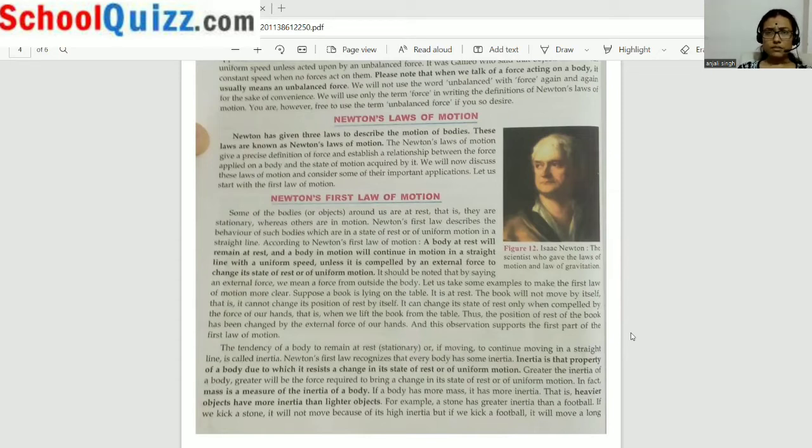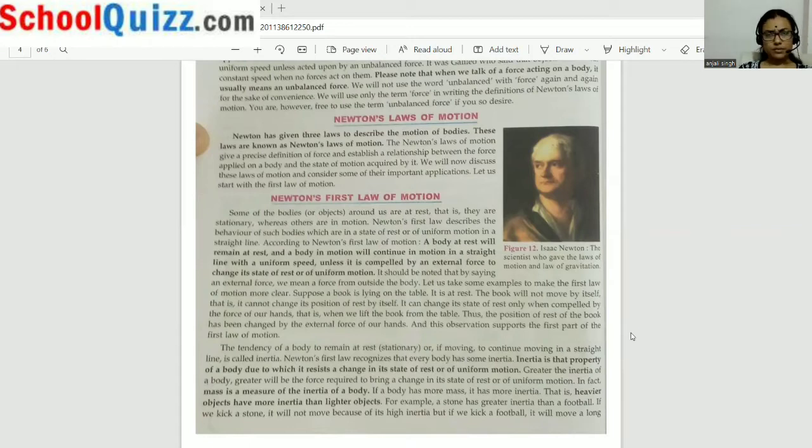So let's start with the first law. What is the first law saying? Some bodies, like any object around us, are at rest, meaning stationary. Some are moving also. So this law is basically related to the stationary object as well as the moving object. I'm going to read the statement of the first law.